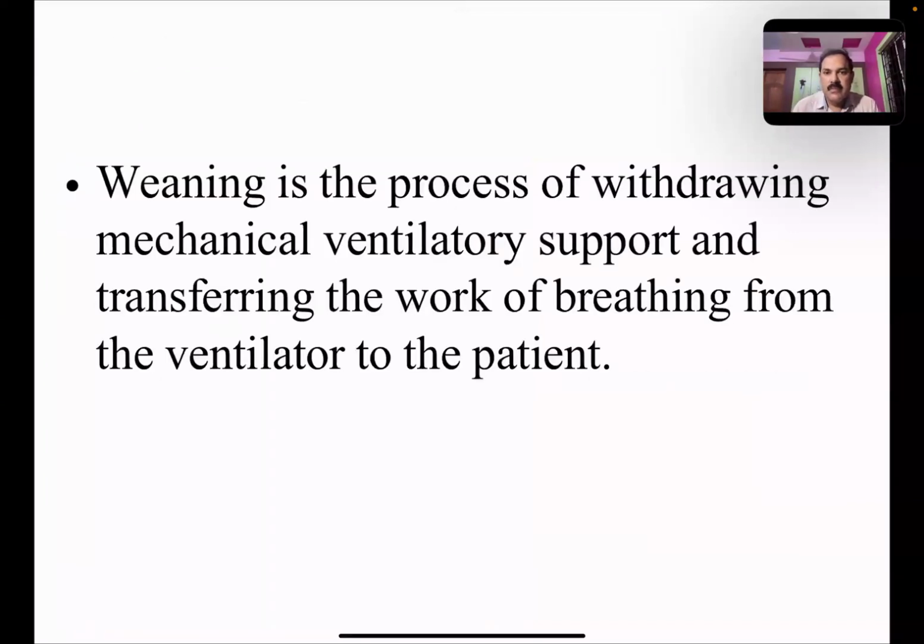So, what is weaning? Weaning is the process of withdrawing mechanical ventilatory support and transferring the work of breathing from the ventilator to the patient. Whenever a patient with head injury, stroke, or even spinal cord injury comes, the main purpose is to protect the airway. If they have a low GCS, less than 7, or saturation is falling, then you have to ventilate the patient. So you put in the endotracheal tube and put the patient on ventilation to reduce the work of breathing and also maintain the airway.